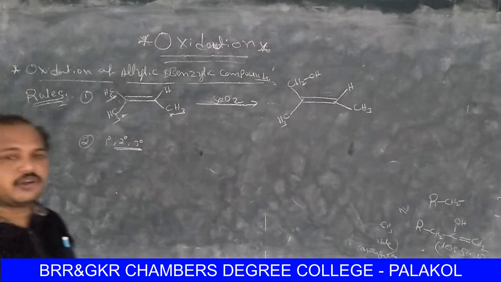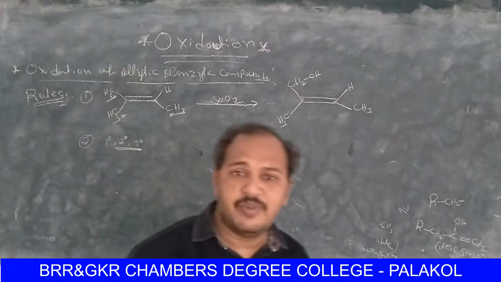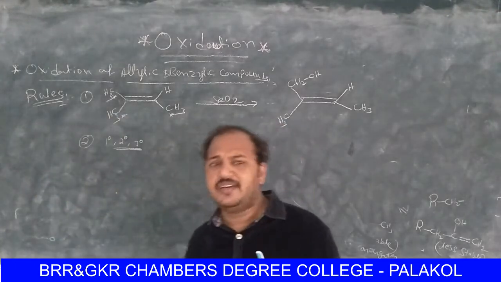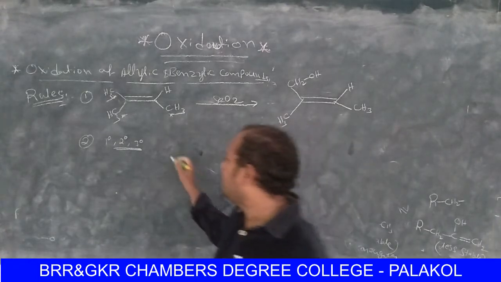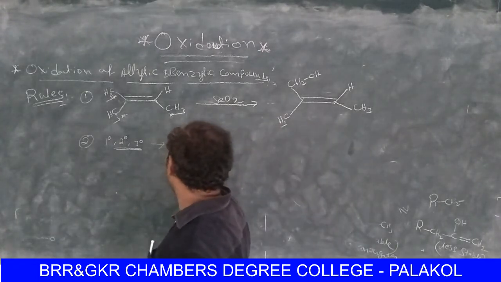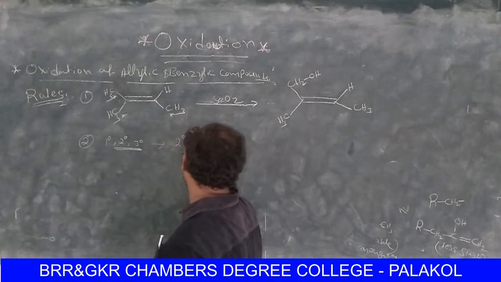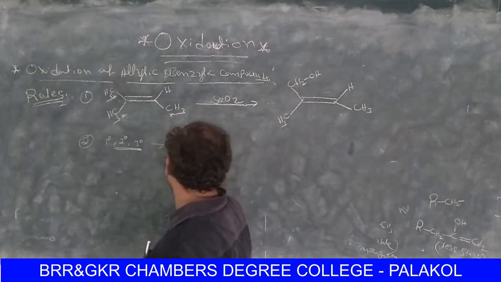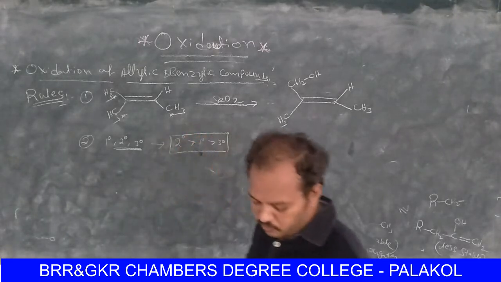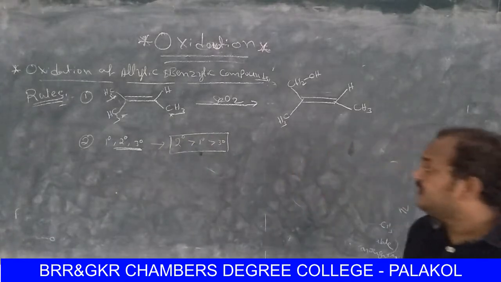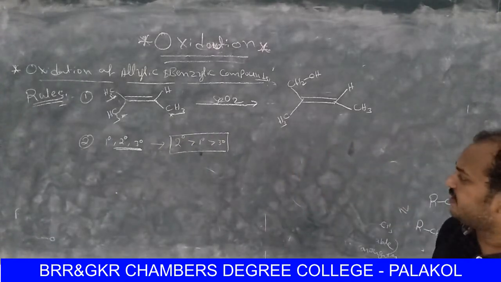And the second rule: if there is competition between primary, secondary and tertiary carbons, right? In your compound you have a primary allylic carbon, a secondary allylic carbon, and a tertiary allylic carbon. Then what is the rule? We have to prefer secondary greater than primary greater than tertiary. So the rule is secondary greater than primary greater than tertiary.